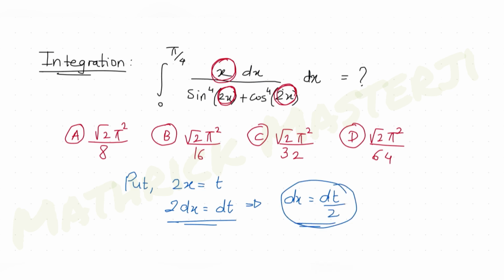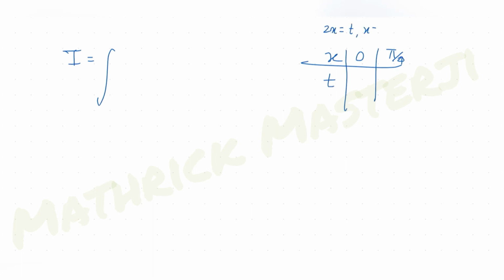The limits are also going to change. So let's change the limits. x was going from 0 to pi by 4. We have put 2x as t, so x is t over 2, or I can find t directly with 2x. We're just multiplying the two limits with 2. So 2 into 0 is 0, and 2 into pi by 4 is pi over 2. So you have the limits from 0 to pi over 2.